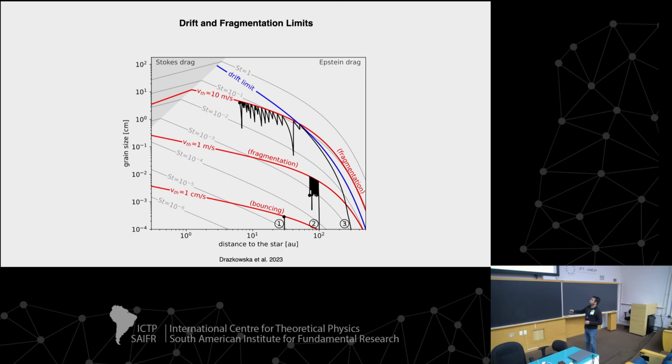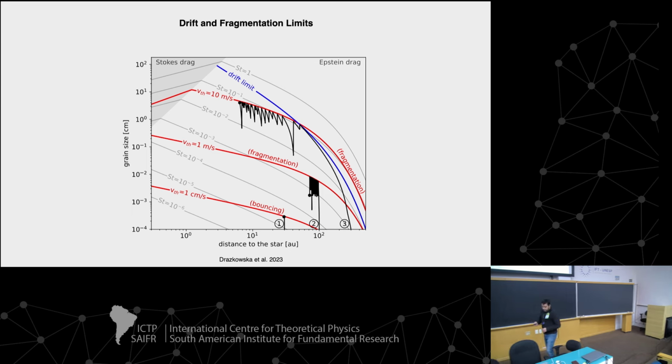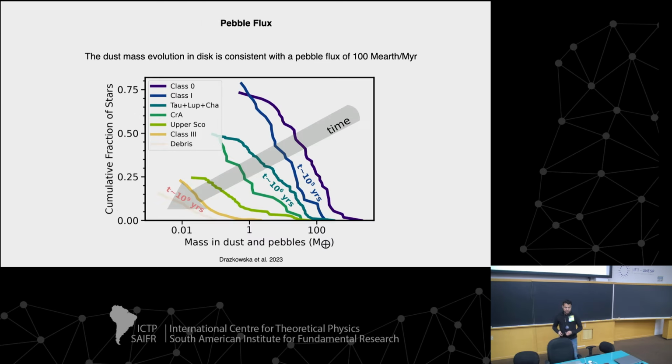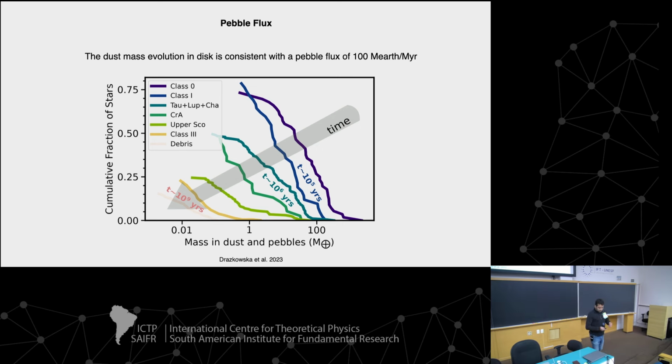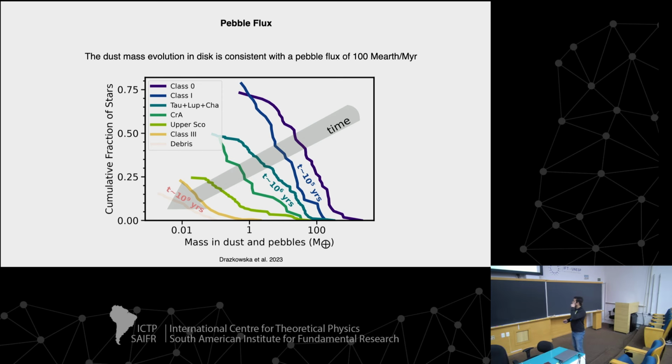So of course, because you can grow further up. So this would be typical for a silicate grain, and this would be typical for an icy grain, and this is the drift limit, right? And when we see what the evolution of the dust in disks is, you see that there is a clear decay here in time as you pass from early disks. So these are the class 0 disks to class 1, and these are several class 2 disks to then class 3 disks and debris disks.